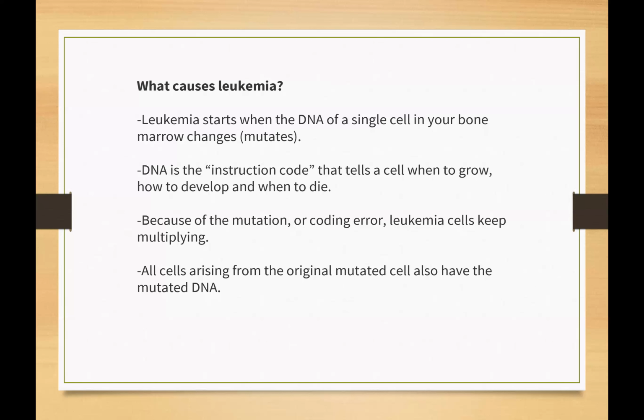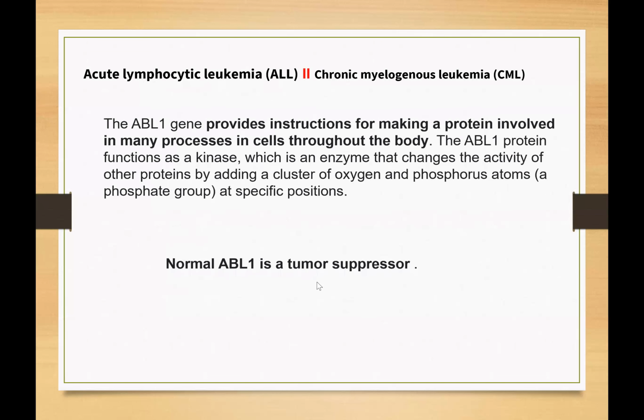So with this kind of background, let us look at how the two types of cancer I was referring to, acute lymphocytic leukemia and chronic myelogenous leukemia, are caused. Now, there is a family of genes we call the ABL family of genes, which is responsible for controlling different functions related to growth and development in the human body.